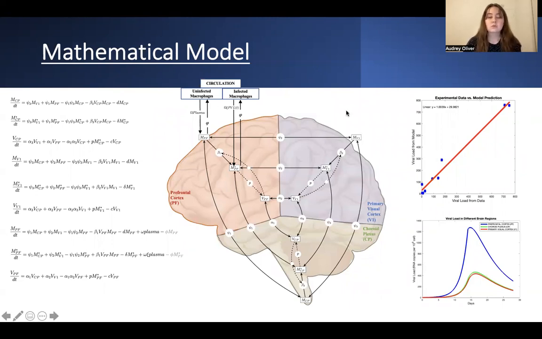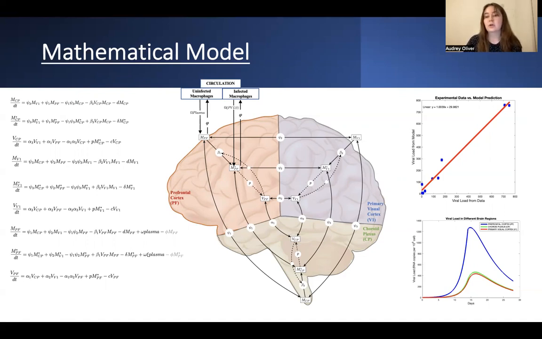And so in order to make sure that our model is accurately representing what's going on in the brain, we plot our experimental data versus the model prediction. So we use the experimental data from UC Davis and the viral load that we obtain from our model when we run our simulation, and we find a slope of 1 when we do a best fit line, meaning that our mathematical model is accurately representing that experimental data and the viral load within the brain and the different regions of the brain.